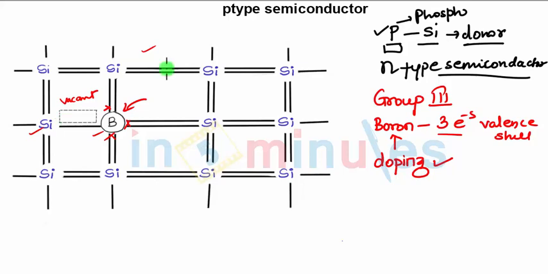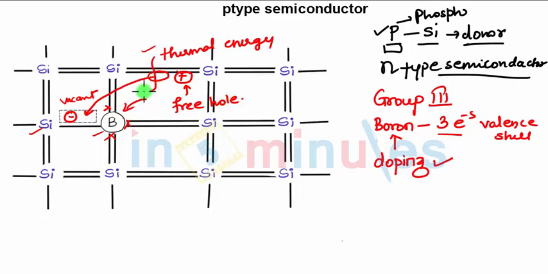Now what can happen is, taking any of the other silicon bonds, say this bond, the electron has thermal energy at room temperature, so it can break this bond and get transferred over here. When this bond breaks, a hole is created over here, and an electron from there is transferred over here. But still it is immobile, so boron cannot contribute to the current, but this hole can contribute to the current because it is a free hole generated after breaking the bond.